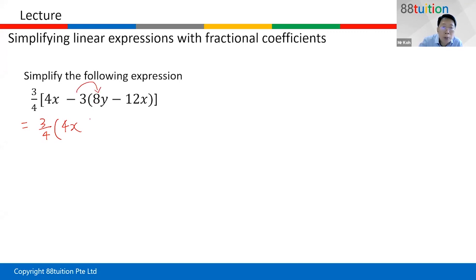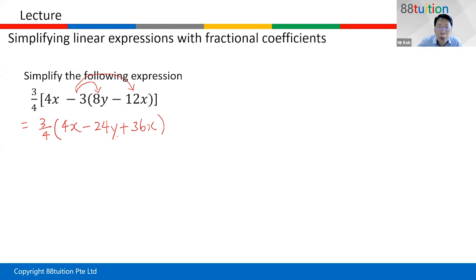So minus 3 times 8y, you get minus 24y. Then next one, minus 3 times minus 12x. Minus times minus gives you a plus. So 3 times 12 gives you 36x. You notice how I converted the square bracket to curved brackets and then expanded the inner curved brackets. Before we actually multiply by 3/4, we will combine the like terms.